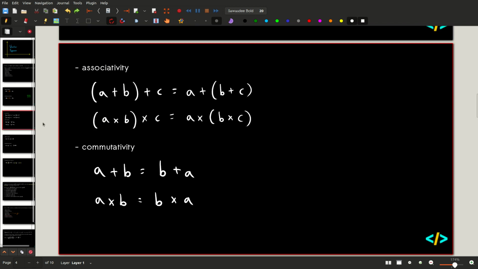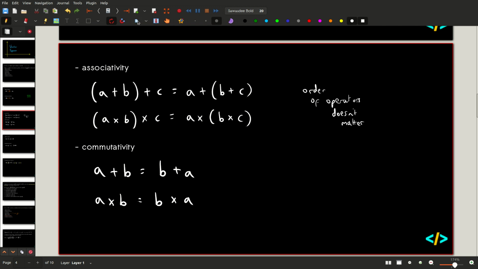So associativity is this, for example. Whether we do this plus first and then add this, or whether we do this plus first and then add this, is the same as doing this and this. Yeah, so associativity is an example of that. So it's essentially saying the order in which we apply the operators doesn't matter, as long as they're all the same operator.